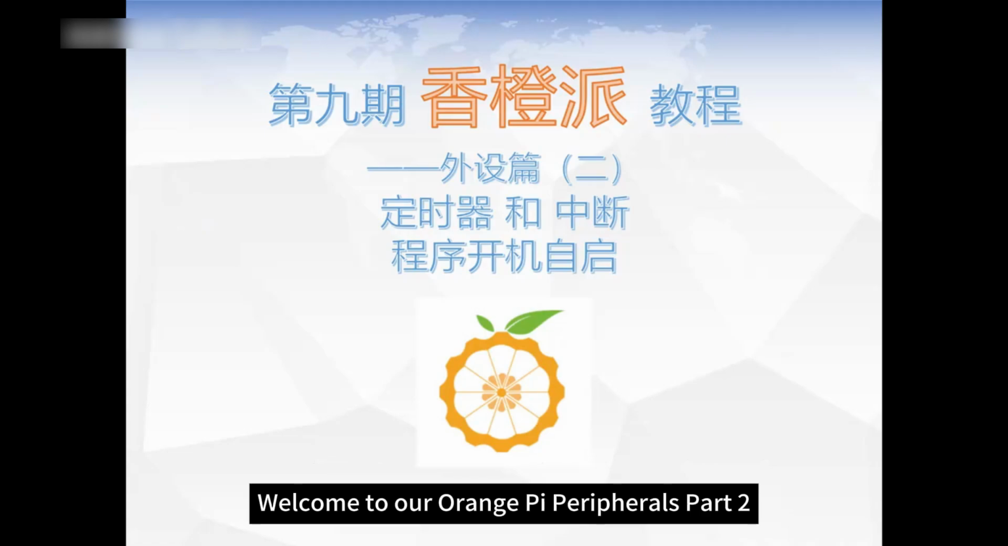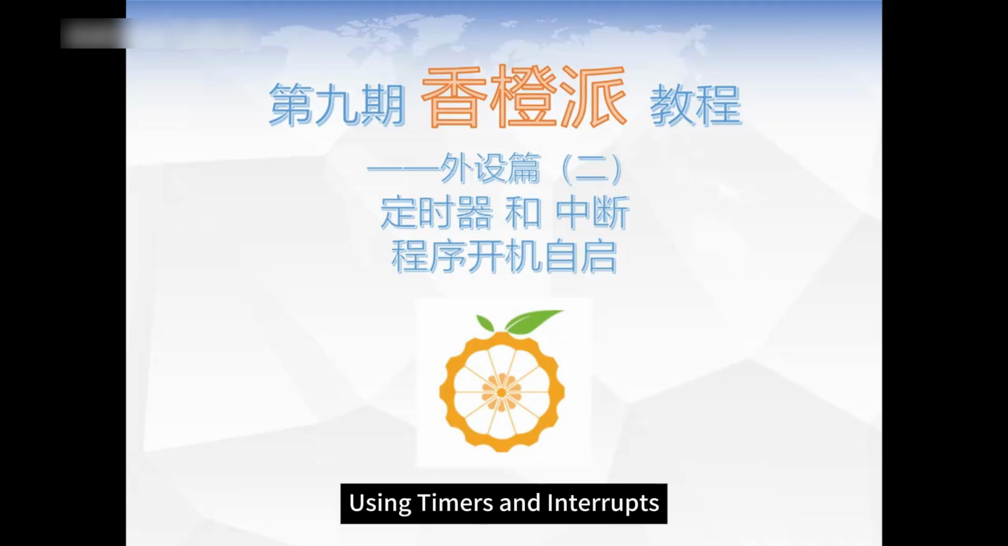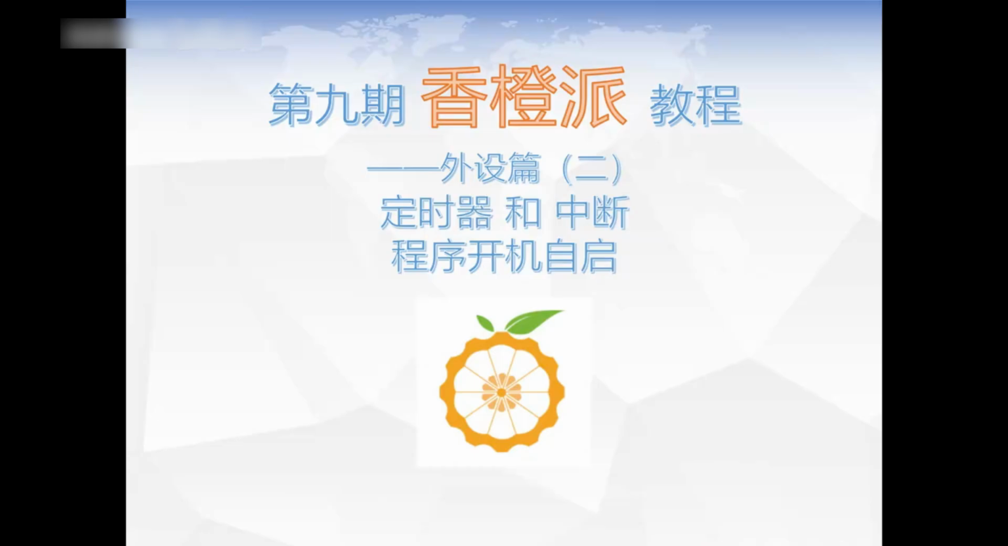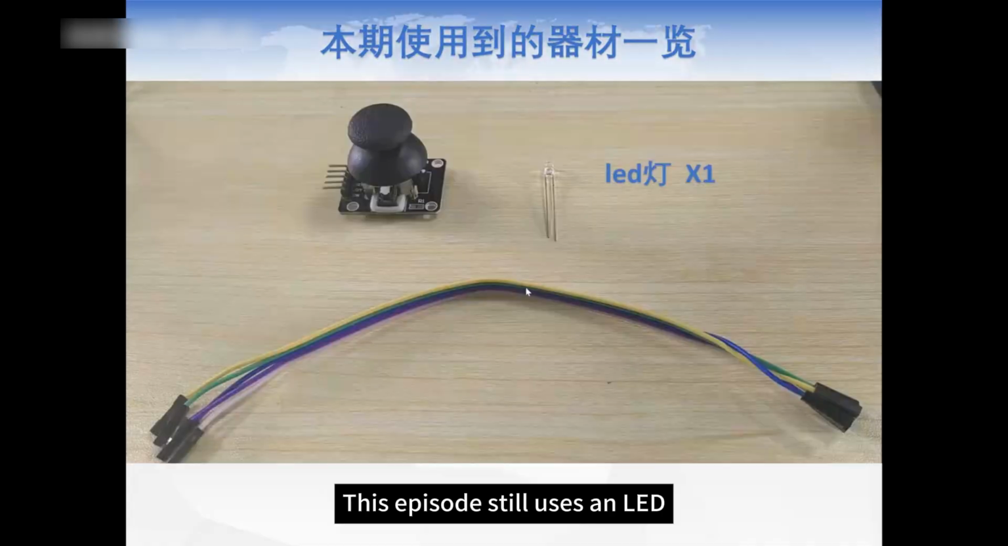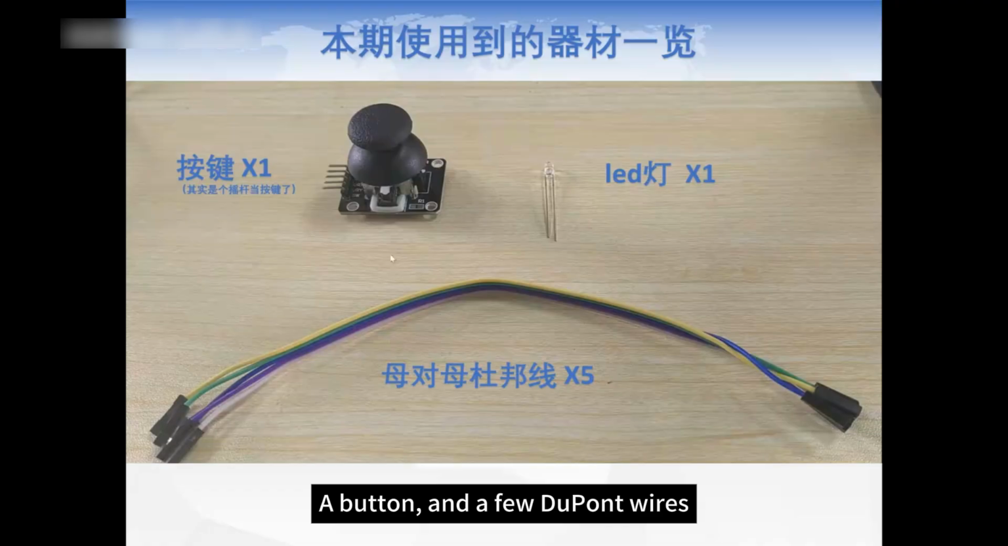Welcome to our OrangePi Peripherals Part 2. Using timers and interrupts, plus running code with boot scripts. This episode still uses an LED, a button, and a few DuPont wires.